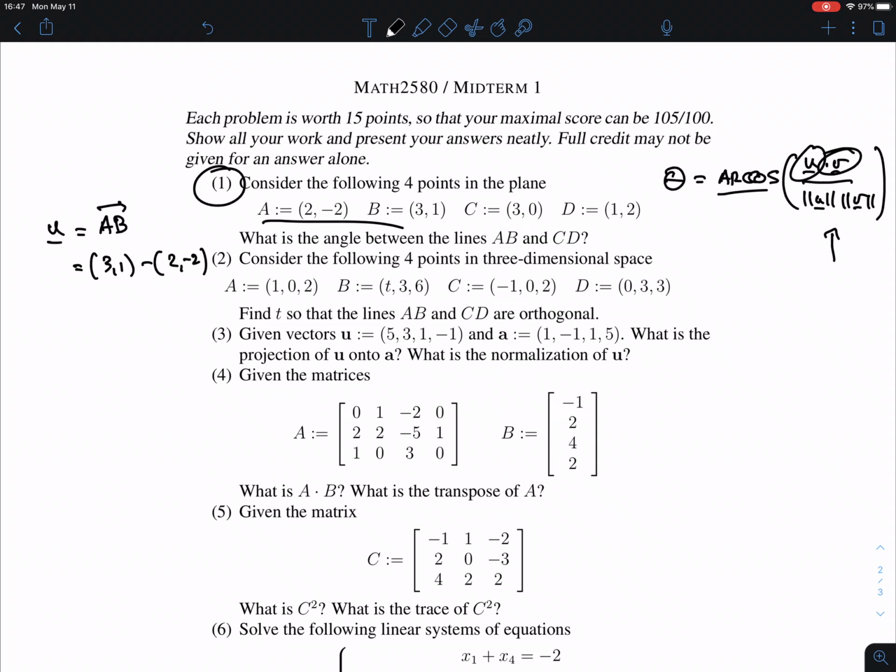So go look at those solutions, how the actual answer works. Okay, that's for the first question. So this relies on the dot product. Orthogonality also relies on the dot product.